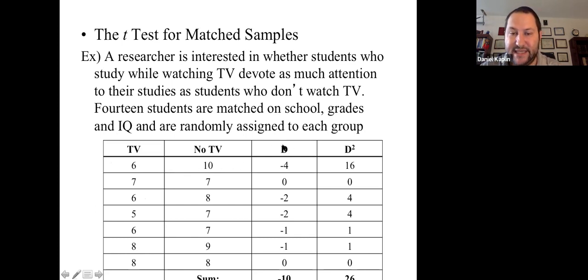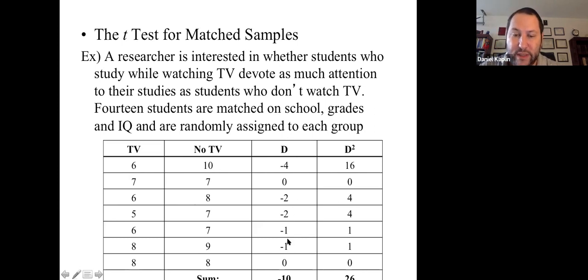And D stands for the difference score. So what's 6 minus 10? Gives us -4. So that's our difference score for pair 1. D squared is -4 squared, right? -4 times -4 gives us +16. So 7 for pair 2, 7 minus 7 gives you a difference score of 0. Squaring 0, you get 0. 6 minus 8 gives you -2. Square that, you get 4, and so forth.